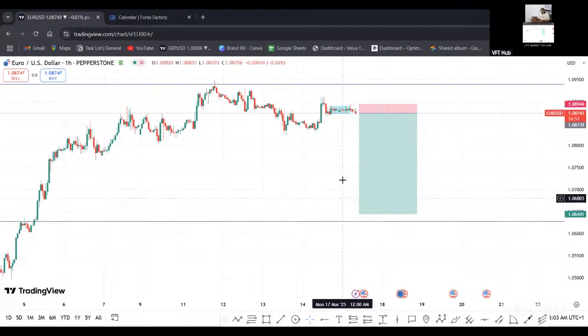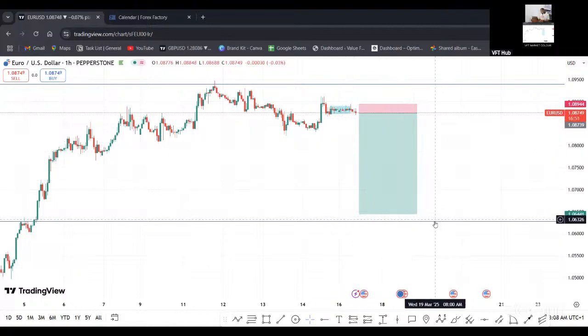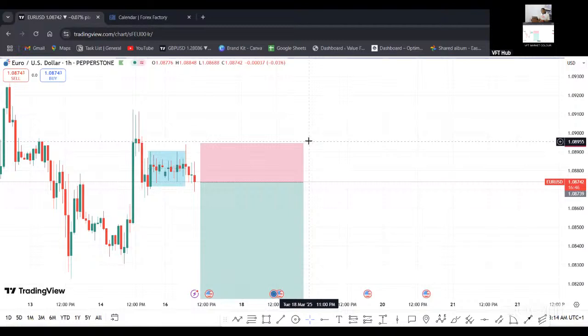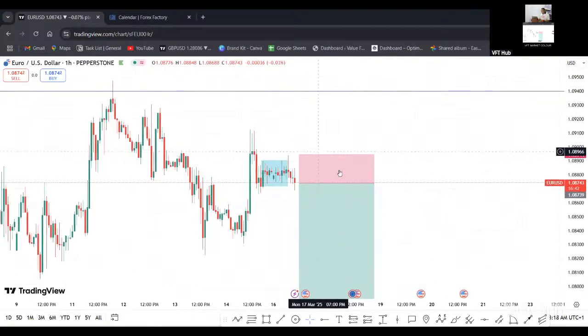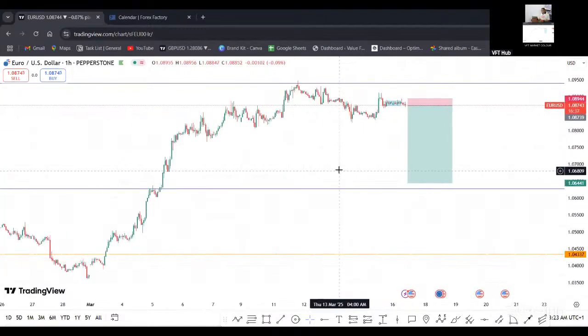So Euro USD, we're looking for a sell from where price currently is all the way to 1.06441, and we're placing our stop loss somewhere above, at around 1.08955. So this is a live trade call, and I hope you all are able to take advantage of it accordingly. So that is that for Euro USD.